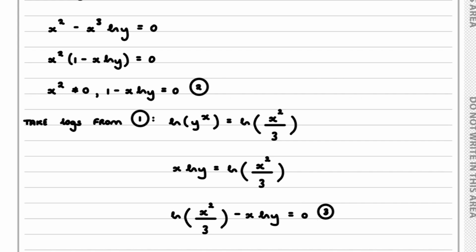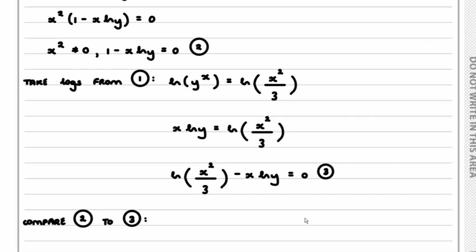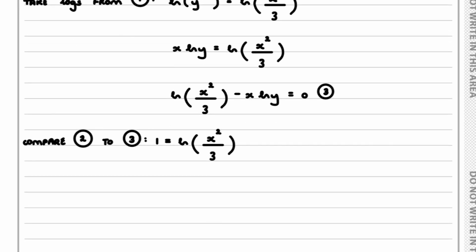Now, if I compare this second equation with this third equation, can you see I've got a 1 here, I've got a natural log of x squared over 3. I've got a minus here, and I've got x times natural log of y here and here. And I've got an equal 0 here. So if I compare those equations, we can then state that 1 will equal the natural log of x squared over 3, which we can solve.